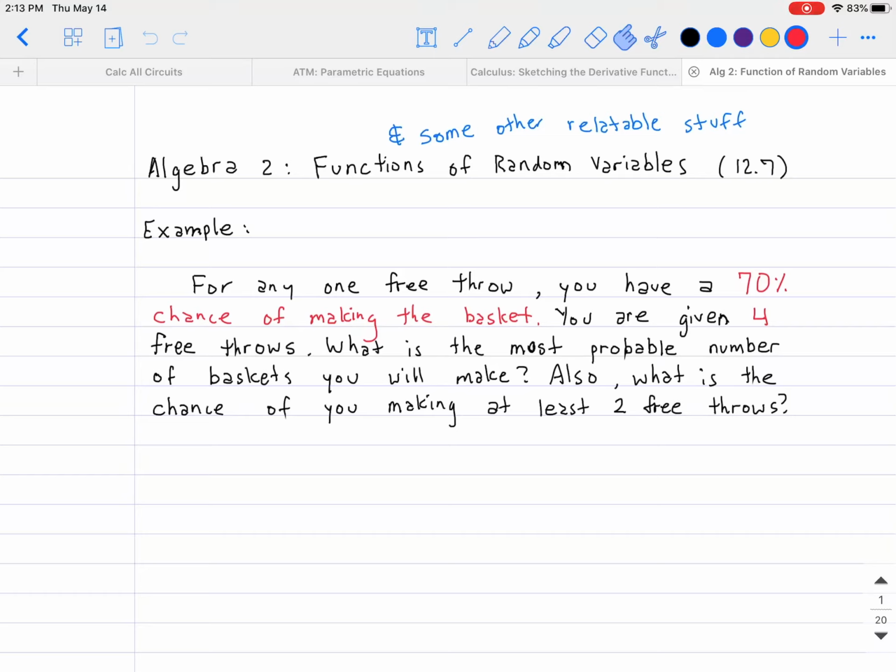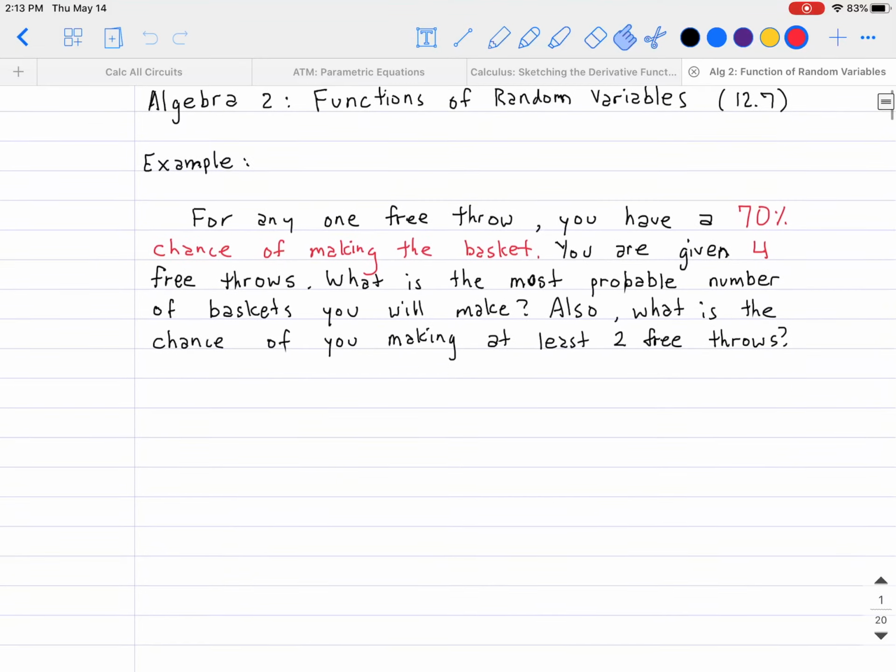Welcome back. Today we will be talking about functions of random variables. The last thing that we did was combinations, permutations, and also the properties of probability. So this one is going to tie into what we did a while back with the binomial expansion. Hopefully you were able to watch that video or have some recollection of what we did then. So here's an example problem of what I'm talking about.